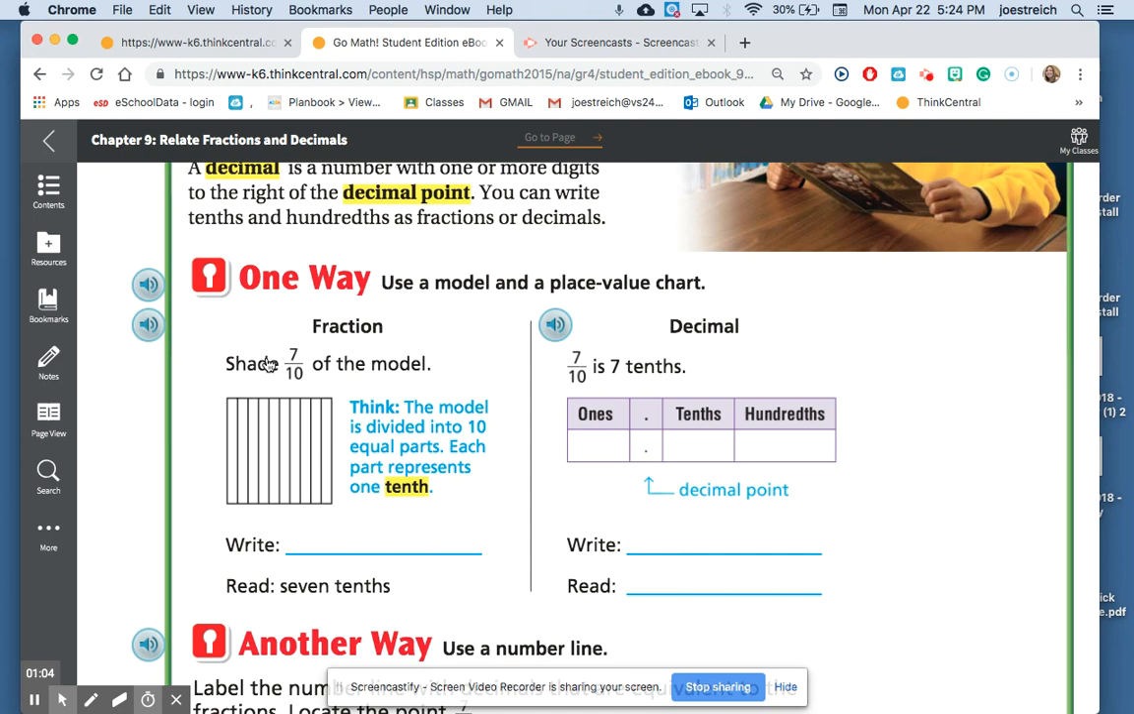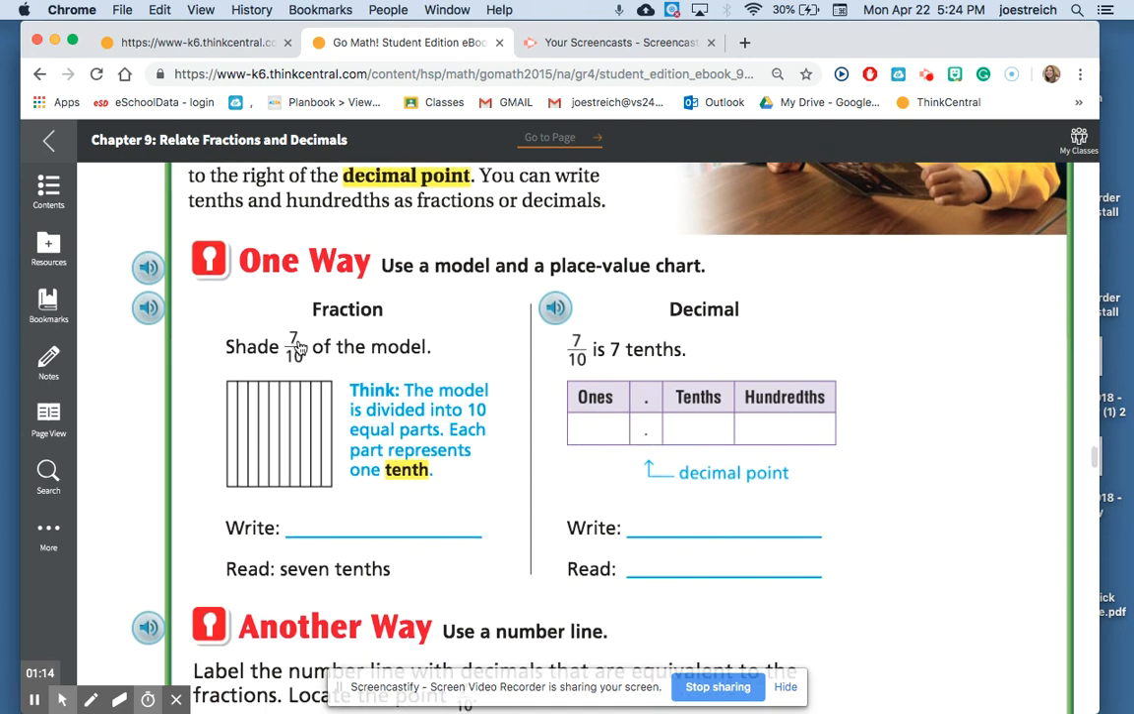So here's the fraction 7/10. So think, the model is divided into 10 equal parts. Each part represents 1/10. Let's shade in 7/10 of this model. 1, 2, 3, 4, 5, 6, 7. So we're going to shade in 7/10 of this model.